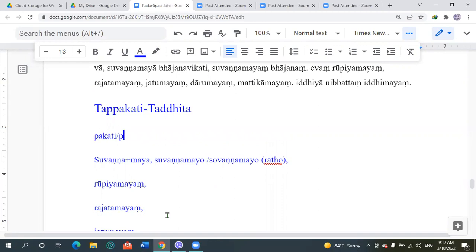Pakati, Pakata equals Vikara. So Vikara is masculine. Pakati is feminine gender, Pakata is neuter gender, Vikara is masculine gender. This is: Pakati, Pakata mean Vikara. So Pakati, Pakata, Vikara mean the same.